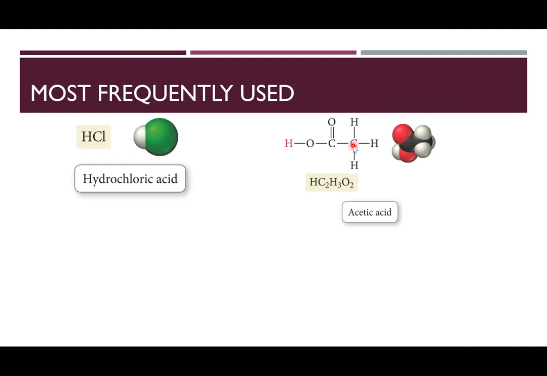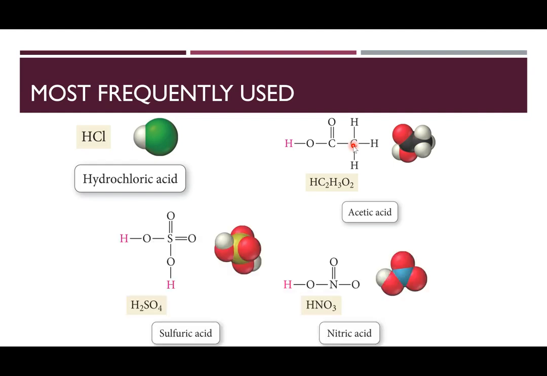Acetic acid, vinegar, as I said. If you let a bottle of wine sit too long or sit open too long, it starts to go sour. What's happening is that the wine is turning into vinegar. So you'll also see acetic acid known as sour wine. And then we've got sulfuric acid and nitric acid. As you've seen, both of these are used in explosives, and both of them are used in fertilizers. And again, we just see these polyatomics attached to the hydrogen. Okay.